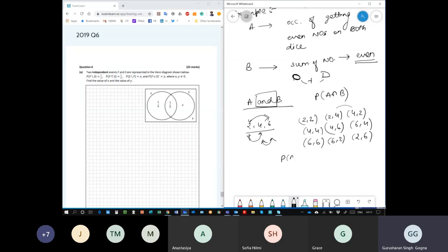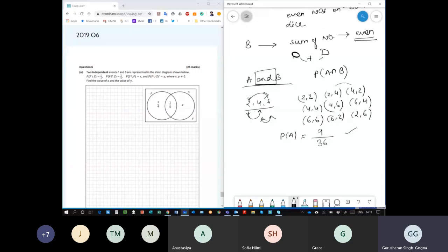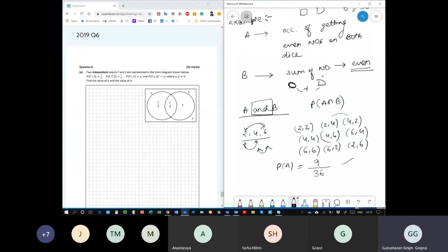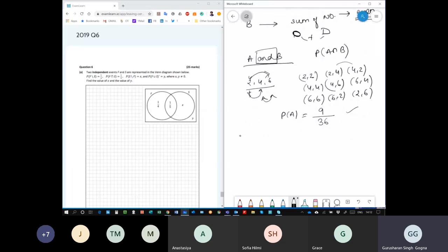So what is the probability of event A then? How many outcomes did you get here? 9. And what's the total outcome? 36. So that's the probability for A. Similarly, what's event B? The sum of numbers should be even.